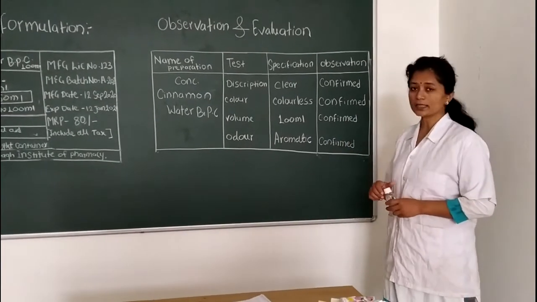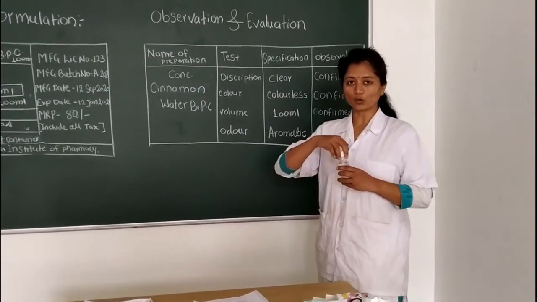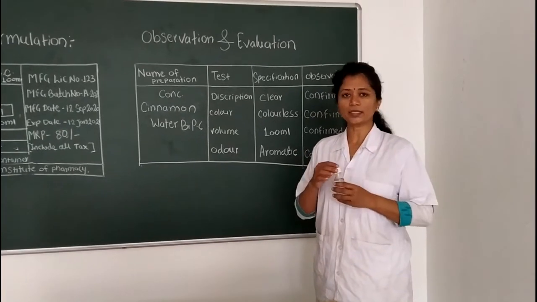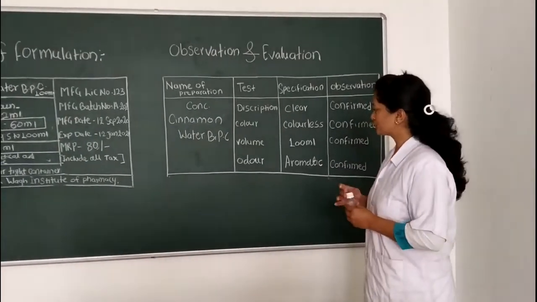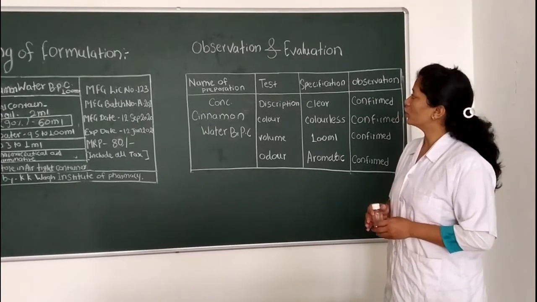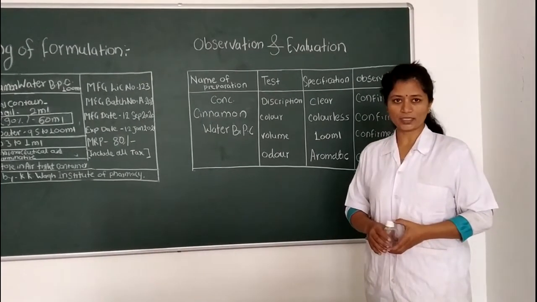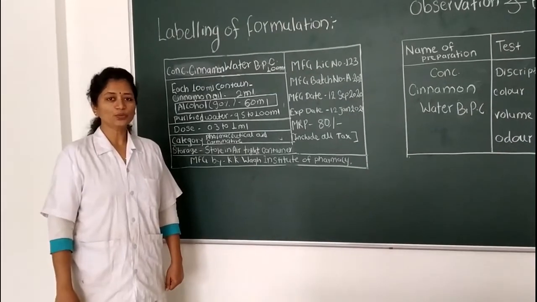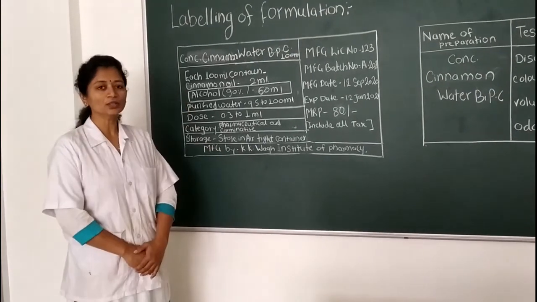And the odor is aromatic. Obviously, it contains the concentrated aromatic water. That's why it has an aromatic odor. In this way, we complete the observation and evaluation table. Move towards the labeling of the formulation.